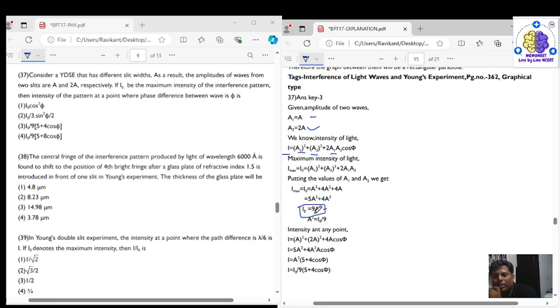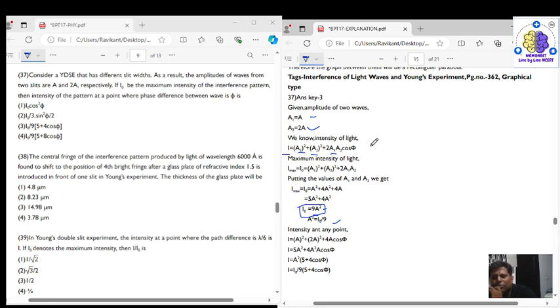And if this is the maximum intensity, then they are asking us to take this maximum intensity as I naught. So we write I naught is equal to 9A square, right? It means A square is equal to I naught upon 9. Now what they are asking is that if I naught be the maximum intensity of the interference pattern, what is the intensity of the pattern at a point where the phase difference between them is phi.